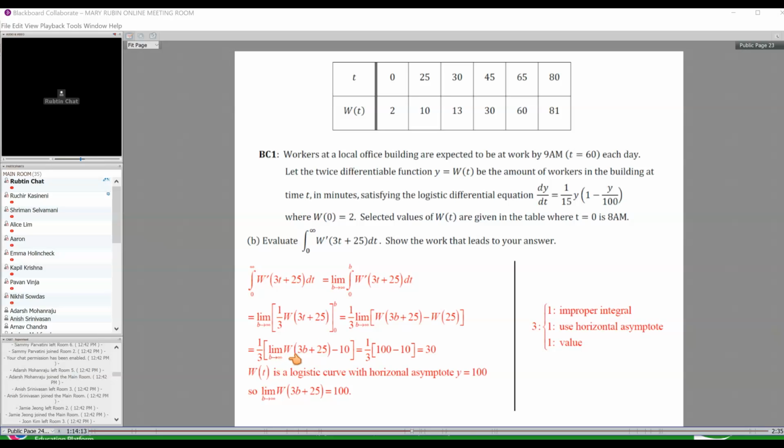And then from there, you can use the horizontal asymptote, which is what this is. And you want to say, hey, this is a logistic curve with a horizontal asymptote. In other words, the carrying capacity is 100. And then that means the limit goes to 100.